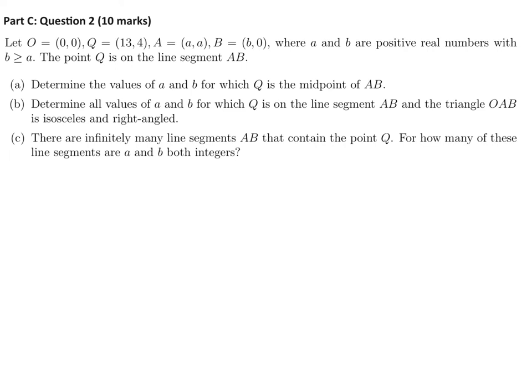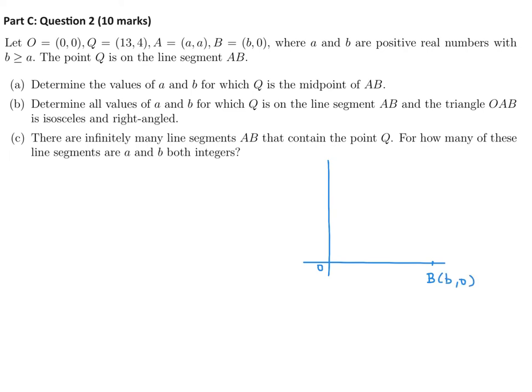Let O be 0, 0, Q be 13, 4, A be A, A, and B be B, 0, where A and B are positive real numbers with B greater than or equal to A. The point Q is on the line segment AB. Determine the values of A and B for which Q is the midpoint of AB. So let's draw a very basic diagram. And this is obviously the origin. And B is somewhere here. I have no idea what the value is.